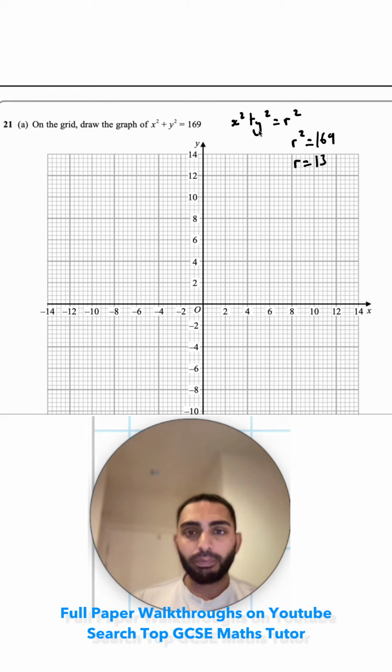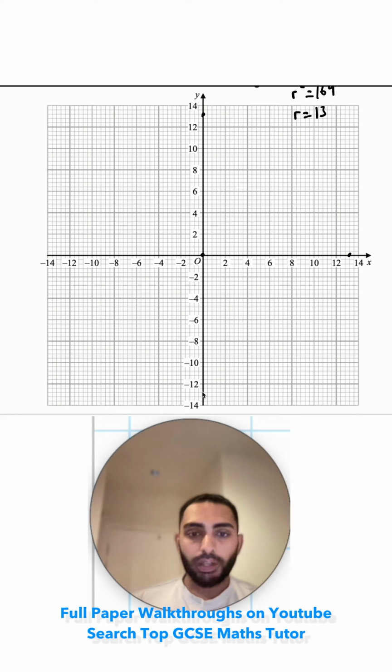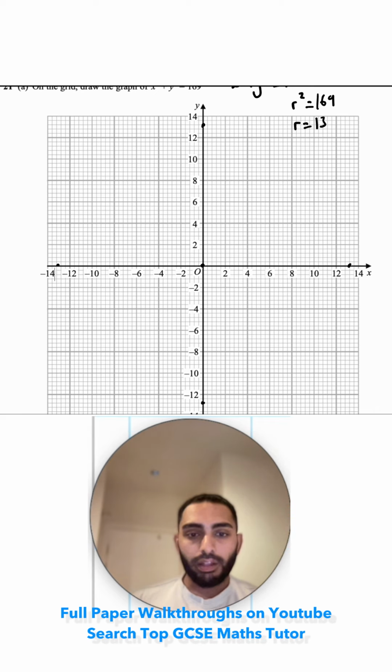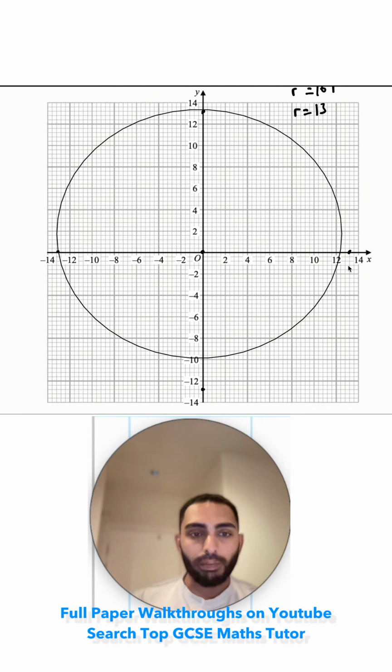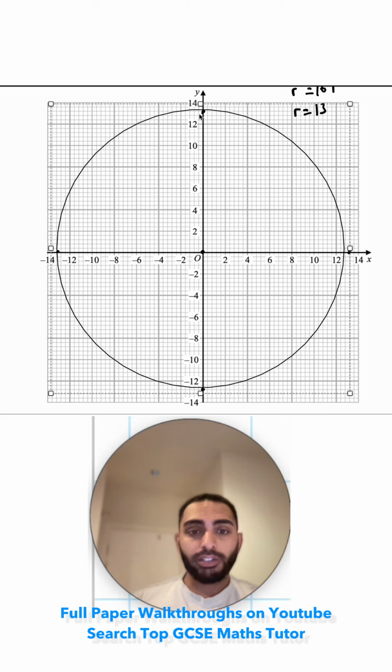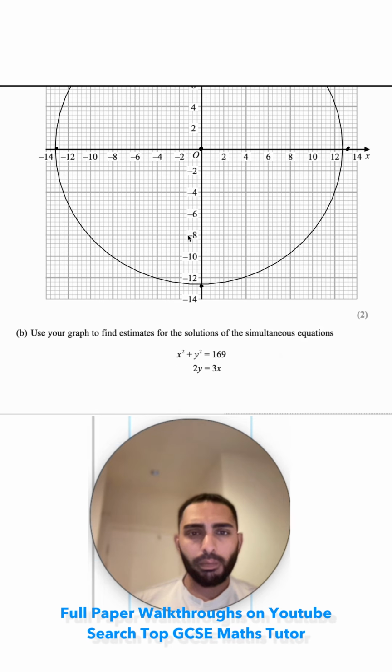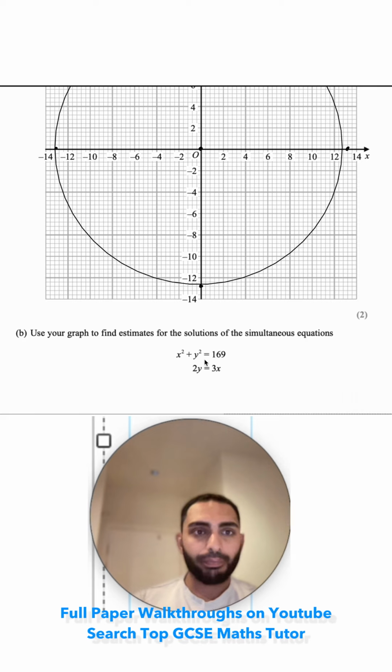So the center of that circle, because there's nothing extra here, is going to be at 0, 0, and the radius is 13. So if that's my center, and the radius is 13, that will be one of the points at 13, that will be another point, that will be another point, and that will be another point. I just need to draw a circle that's going through all of these points. That's the circle done.